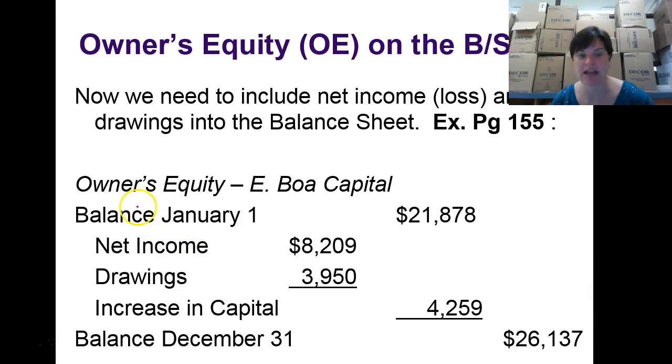Okay, so owner's equity, we have our opening balance. In the second column, so this is always written in the second column. Third, in the first column, we're going to subtract these two figures. So net income, subtract drawings, gives us our increase in capital. Then we take this figure and we add this figure to get our closing balance of capital.